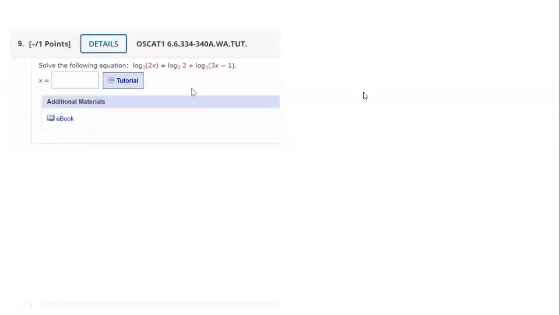Okay, here goes number 9. Now, on the last couple of questions that we covered, you have two things to look out for. Check if you have one log only, like log of something equals just a plain number with no log on the other side. In this case, you have to change it to the exponential version of it.